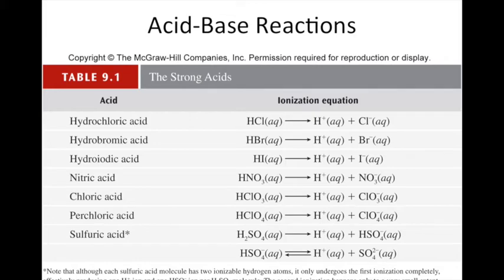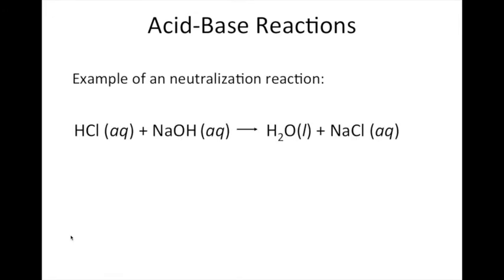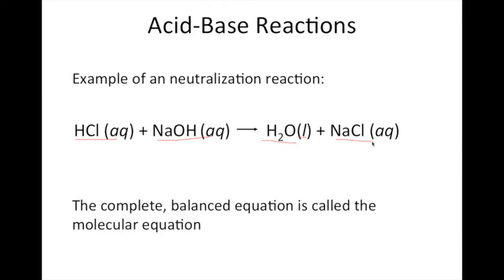So when we talk about strong acids and weak acids, again, it's important that you familiarize yourself with the few strong acids that we study, and then any other acid that you encounter would, of course, most likely be a weak acid. So here's an example of an acid-base neutralization reaction. Here we have hydrochloric acid, a strong acid, reacting with sodium hydroxide, a strong base, and we produce water, which is a liquid, and we produce, in this case, sodium chloride as our ionic compound. And so this would be what we call the molecular equation. Our complete balanced equation is called the molecular equation.